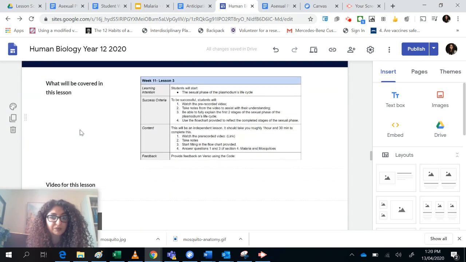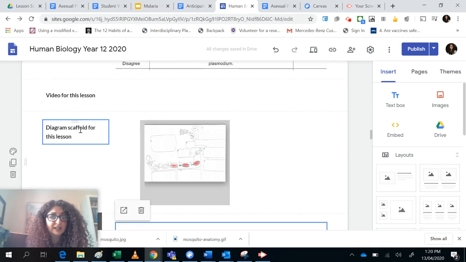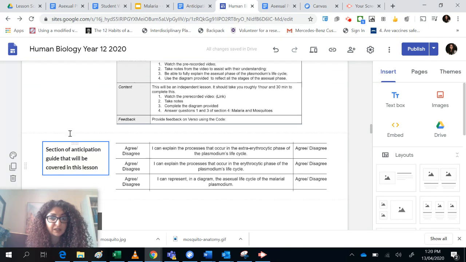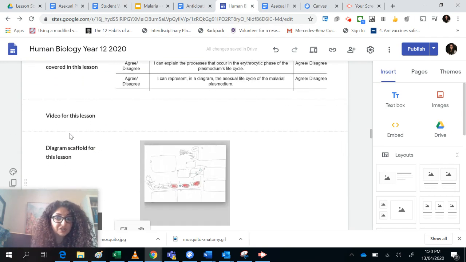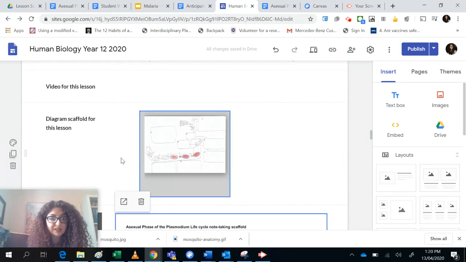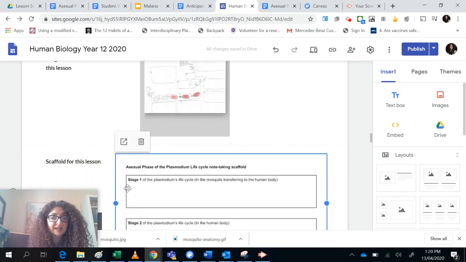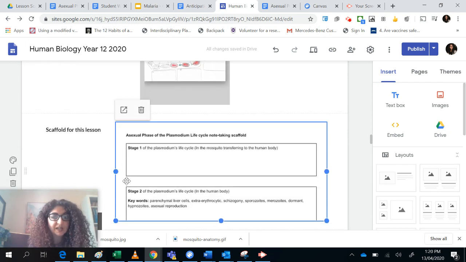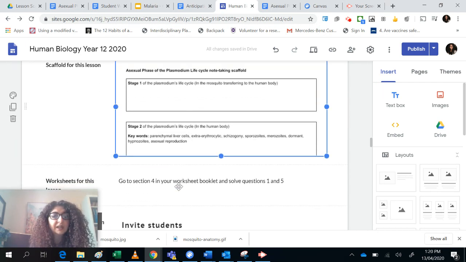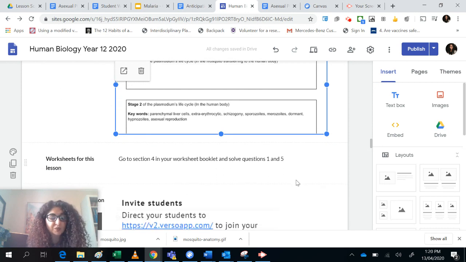So let's just go through it again. We looked at our anticipation guide. You've watched the lesson. You've covered this particular scaffold. You can take extra notes here, and I'll just have the notes right next to it. Once you open the site, you'll be able to look at those notes. Try to solve questions 1 and 5.